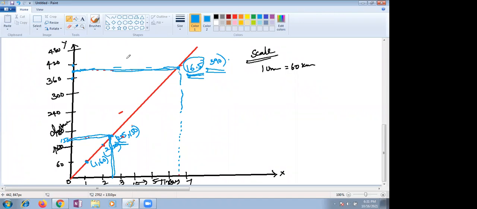Shall we go with one more question? These are just application ones. Next one is: if the side of a regular pentagon, what is a pentagon, children? Five-sided polygon. Very good. Regular pentagon means all sides are equal. Here the question is, if the side of a regular pentagon is x centimeters and its perimeter is y centimeters, then the equation is y equal to 5x. Draw the graph.